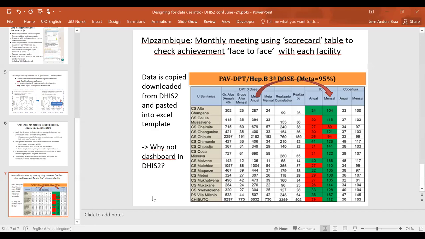So this was just a brief introduction to the problem of estimating target population at the local level, in the communities and in the facilities in the district health system. So yeah, over to the next one. Thanks.